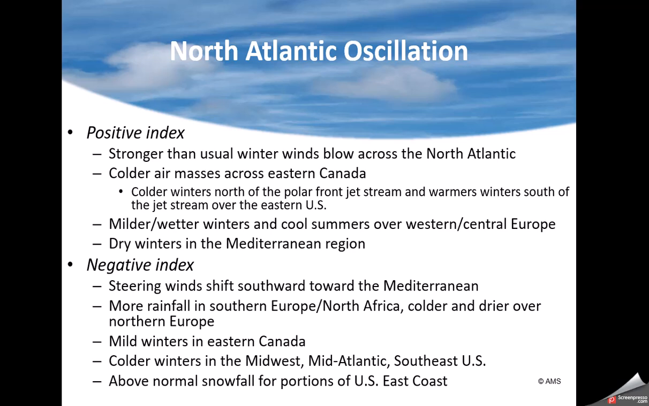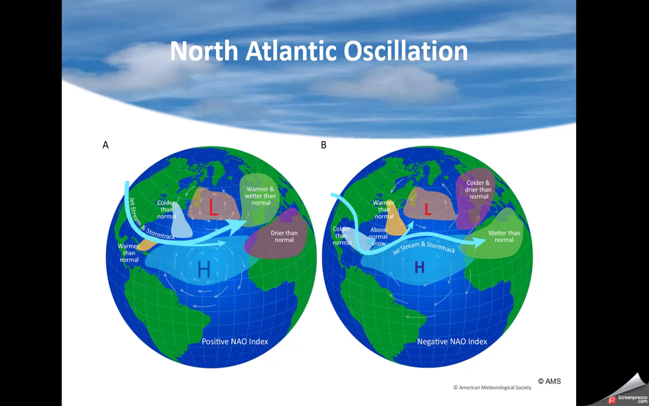So basically, the positive phase is saying you have a much stronger low, much more powerful over the north, and you can see it changes. Colder winters north of the polar front, warmer winters south. And here's the rainfall pattern, negative index, just a different pattern.